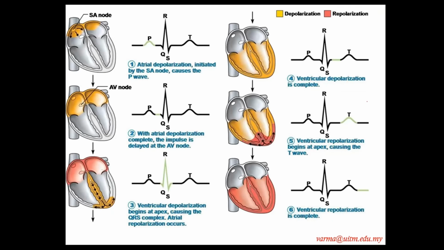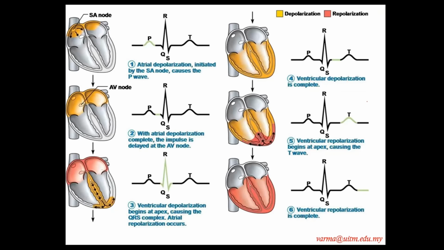So for the first question, after you write the conduction system components, the first sentence you write is: atrial depolarization is initiated by SAN. Second sentence: with atrial depolarization complete, the impulse reaches the AV node and slows down. You can write it slows down at the AV node. From SAN to AV node the conduction is fast. The moment it reaches the AV node, there is a slow pause.